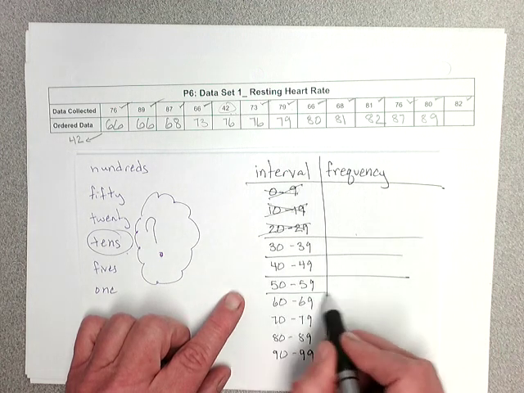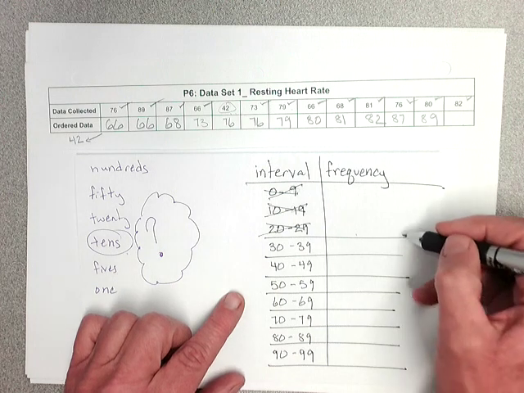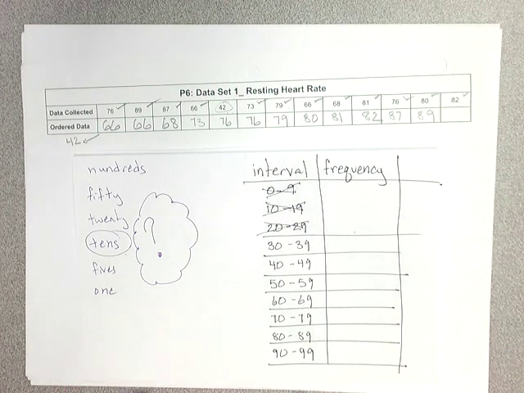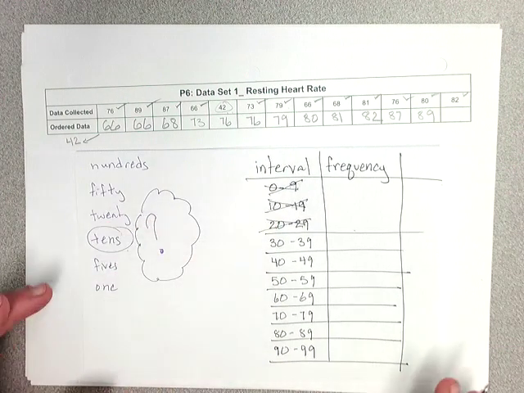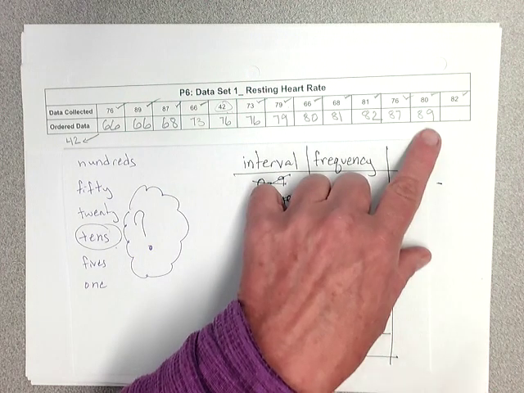But you want your chart to be meaningful and manageable and understandable. So you don't necessarily need every single thing in there if it's not a part of your graph. And again, I'm not going to go on to the hundreds. Why? Because my last data point is 89.